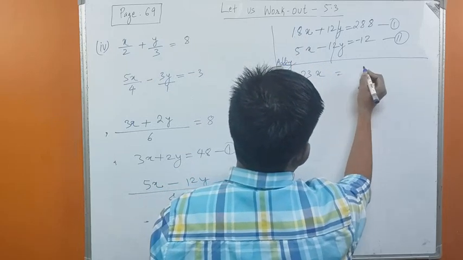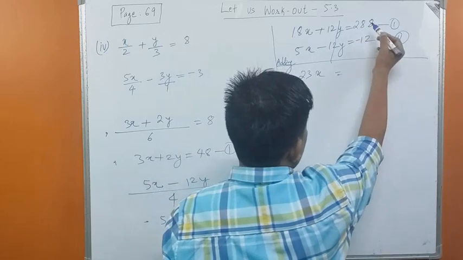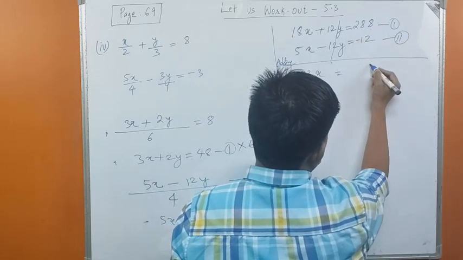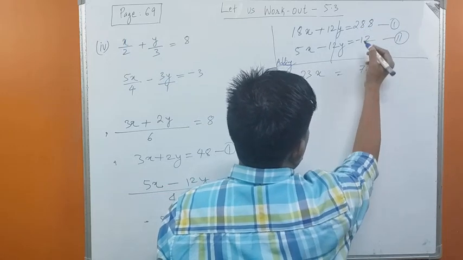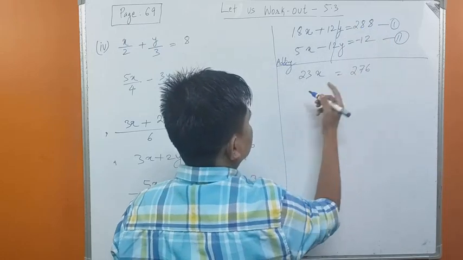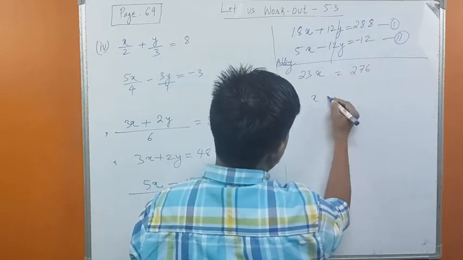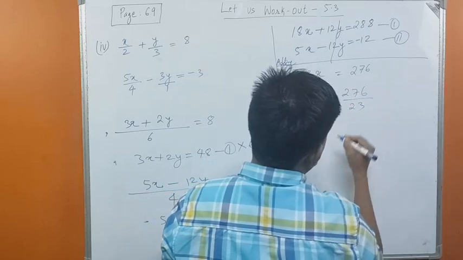23x equals 288, and 12 is negative, so we need to subtract this. 8 minus 2 is 6. 8 minus 1 is 7. This 2 we write here. The sign of the greater number comes here, plus. x equals 276 upon 23, isn't it?